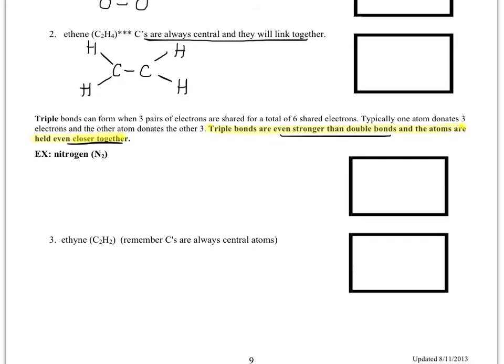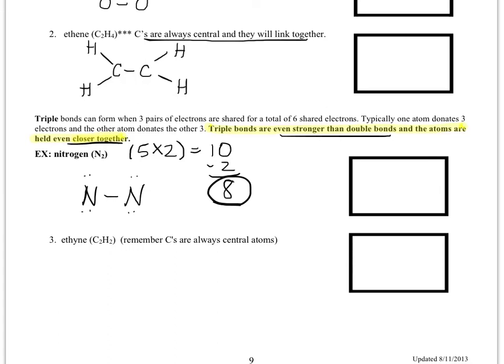Okay, so let's look. Nitrogen, N2, okay, so nitrogen's in the 5th column, and there's 2 of them, so that gives me 10 electrons to work with. Okay, there's no central atom, so I'm just going to connect my nitrogens together, which means I've used 2 electrons so far, which means I have 8 left. So now I'm just going to divvy those up as evenly as I can amongst the nitrogens. 1, 2, 3, 4, 5, 6, 7, 8, right? Okay, so I've used up all 8 of those electrons. I don't have any more electrons left now.